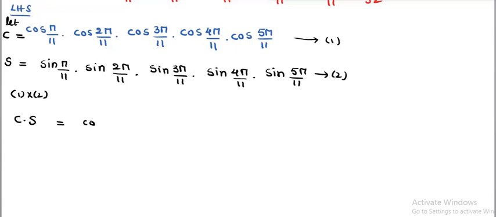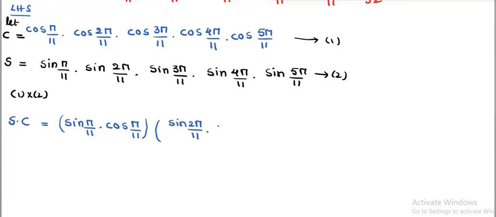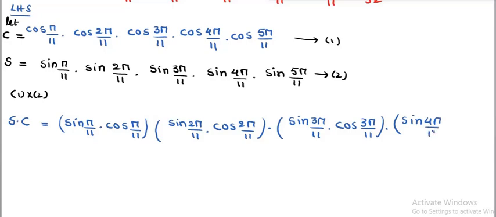So I will write in order. S into C, sin into cos. Sin pi by 11 into cos pi by 11 into sin 2 pi by 11 into cos 2 pi by 11 into sin 3 pi by 11 into cos 3 pi by 11 into sin 4 pi by 11 into cos 4 pi by 11 into sin 5 pi by 11 into cos 5 pi by 11.